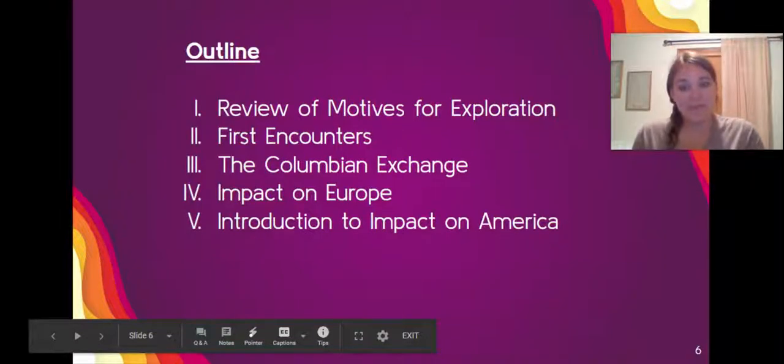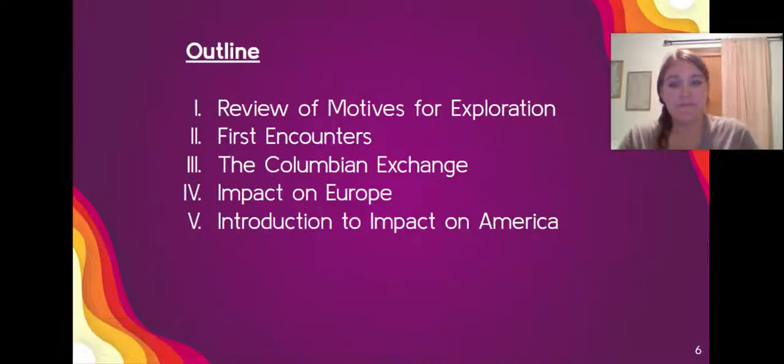We're going to start by reviewing the motives for exploration, the first encounters between the indigenous peoples of the Americas and the Europeans. We're going to talk about this important term, the Columbian Exchange, how that impacted Europe, and then we're just going to begin to introduce how it began to impact the Americas.